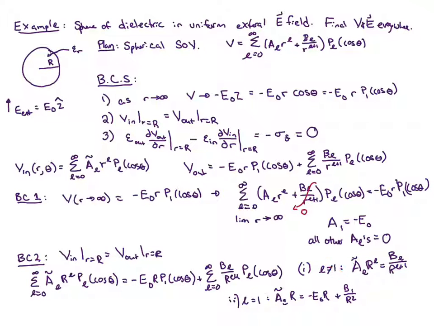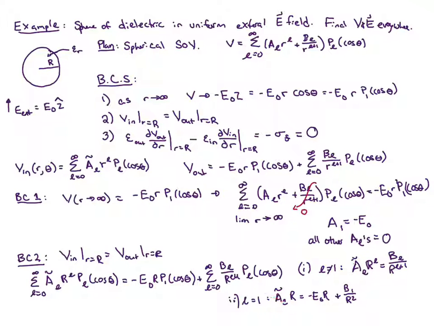So if L doesn't equal 1, then we have to match, because remember, these P of L's are orthogonal, so the only way to get like a P10 would be to match all the constants for P10 here with all the constants for P10 here. So that's what I did. So this A tilde of L, R to the L, has to equal this B of L over R to the L plus 1, so that for any L that's not equal to 1, the P10s match across the equal signs, or the P5s match across the equal signs. So that's what this is.